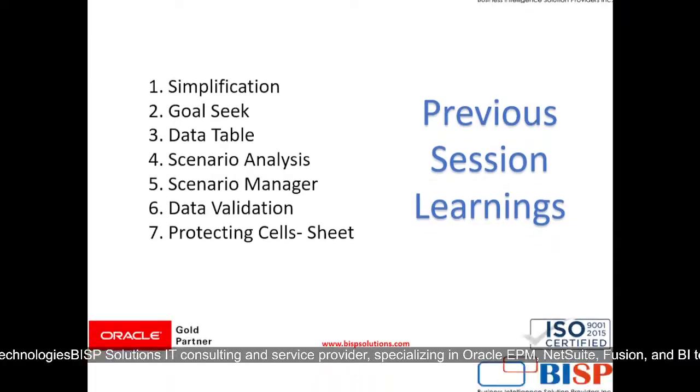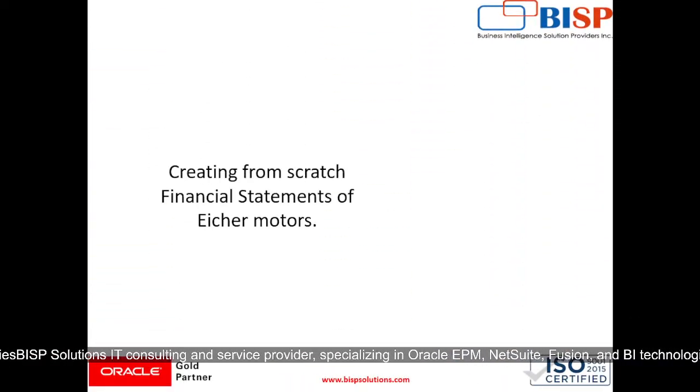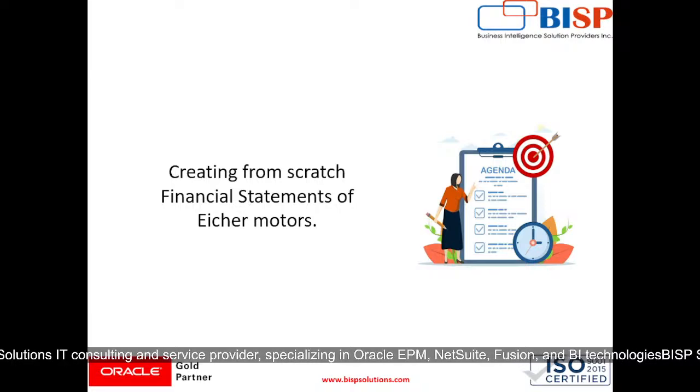Now what we will be learning today is creating financial statements of Eicher Motors. I have taken a company named Eicher Motors from scratch. For making those financial statements, first we have to download our data from some site so that we can get every detail in one document, like profit and loss statement, income statement, cash flow statement, balance sheet, quarterly results. So where will we get this?